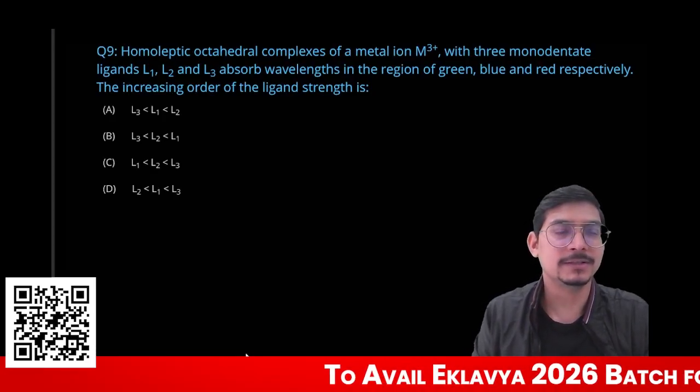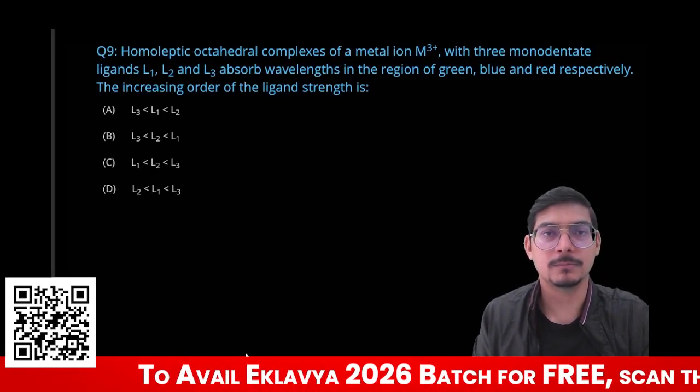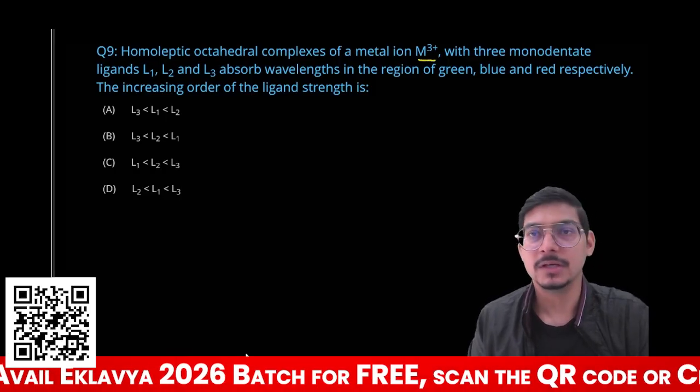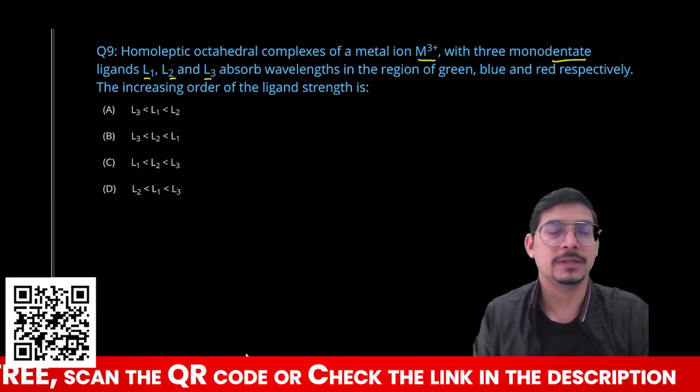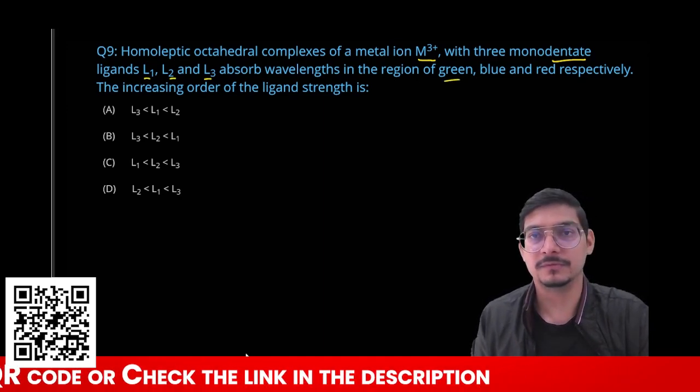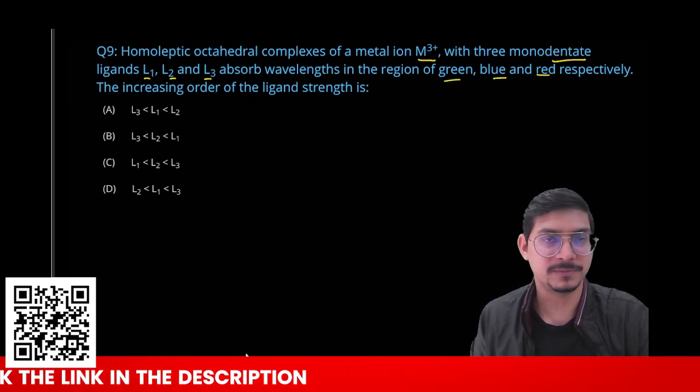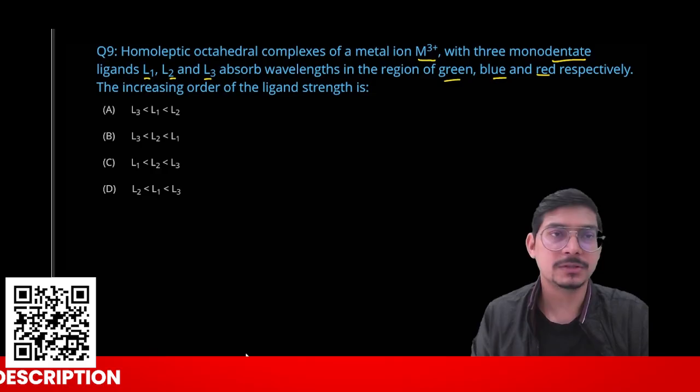Hi everyone. In this question, homoleptic octahedral complexes of a metal ion M3+ with three monodentate ligands labeled as L1, L2 and L3 absorb wavelengths in the region of green, blue and red part of the visible spectrum respectively. And the question is, we have to find out the increasing order of the ligand strength.